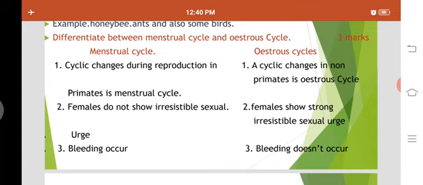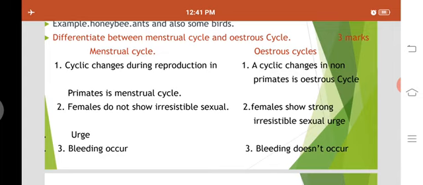Mainly there are 2 types of reproductive cycles: the menstrual cycle and the estrous cycle. What is the menstrual cycle? Note down the definition: the periodic series of changes that occur in the female reproductive system of primates is called the menstrual cycle.